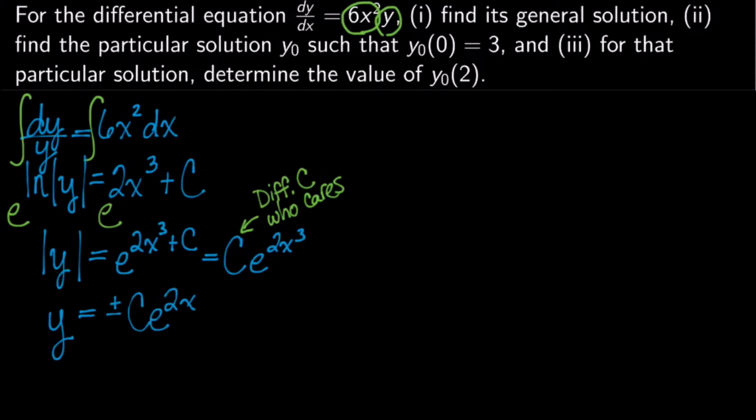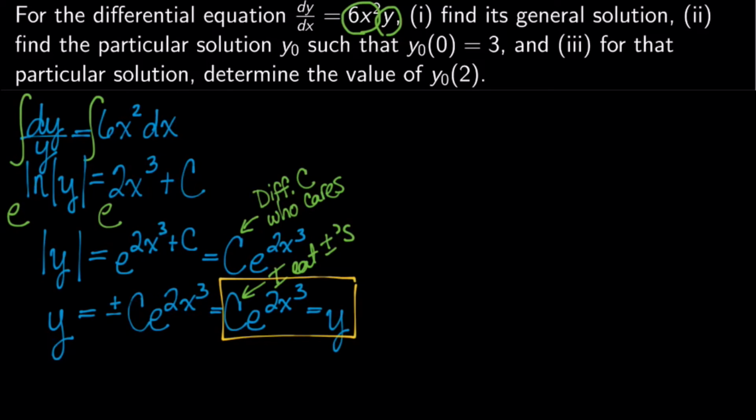And so my next step is to get rid of the absolute value bars, and that's equal to plus or minus c times e to the 2x cubed, and I'm just going to rewrite that as c times e to the 2x cubed, and that's a different c because c eats plus minuses. So what are you going to do about that? Okay, so this part of the problem is completed. That is the general solution to that separable DE.